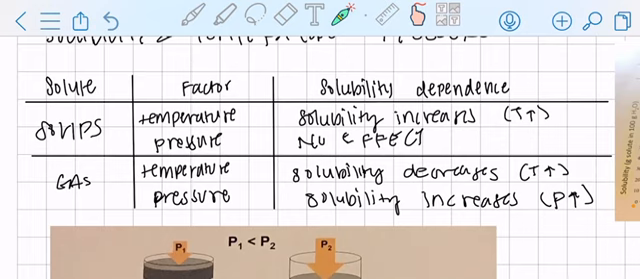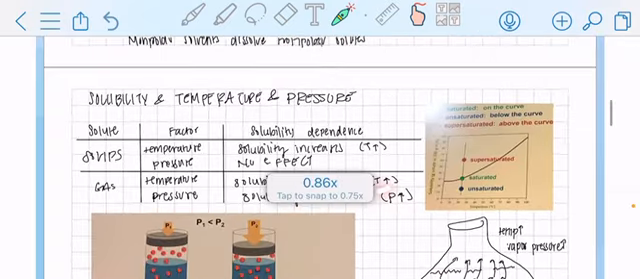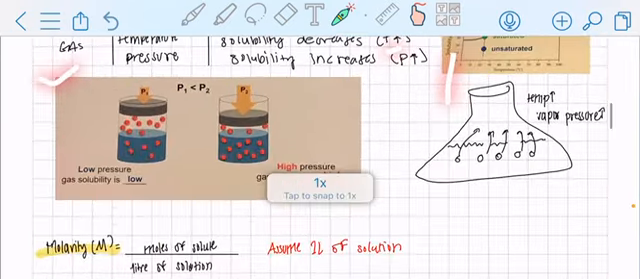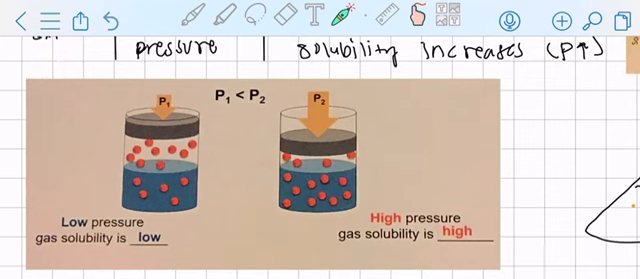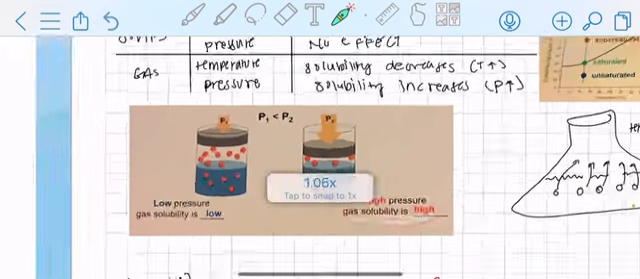As temperature increases, solubility decreases for gas. And as pressure increases, solubility increases. A great diagram for this is illustrated here, where we can see that as pressure is low, the gas solubility is low. As pressure is high, the gas is compressed, leading to a higher gas solubility.